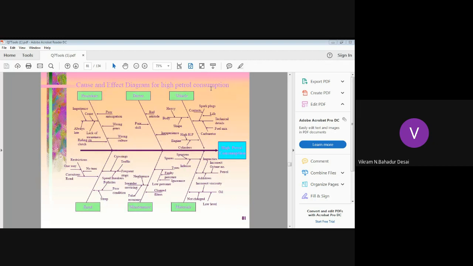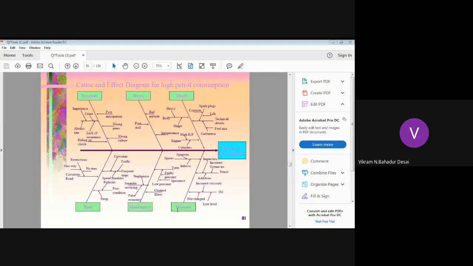Can you see this diagram? Beautifully explained. The effect is high petrol consumption. So petrol is consumed very high. What is the reason for that? Vehicle. In vehicle, what are the reasons? One of the reasons is technical details. There are sub-problems: spark plug may be a problem, and carburetor may be a problem. Fuel mix is not happening properly, or the spark plug life has decreased, or contacts are not there, or something like that. Related to contact, some issues are there.